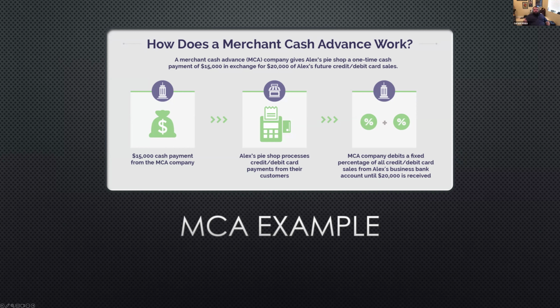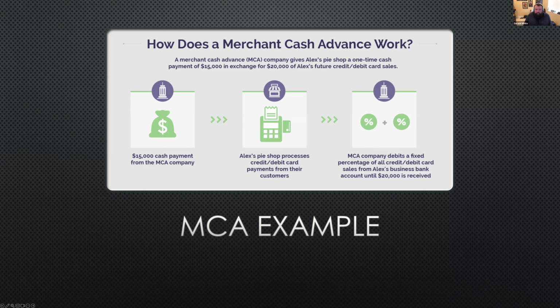So here we've got Alex. He's got a pie shop. We're just using it as an example. And he gets a $15,000 MCA cash advance. The lender deposits $15,000 into the business account, and then Alex goes about his business. Maybe he's using it to make payroll or advertising or to buy more product or whatever he needs to use it for.